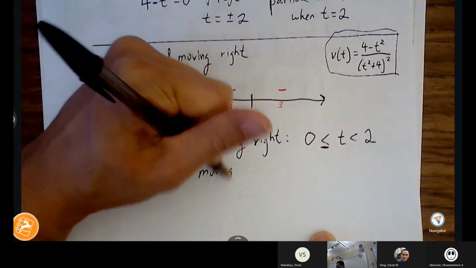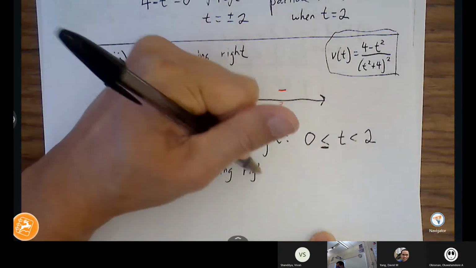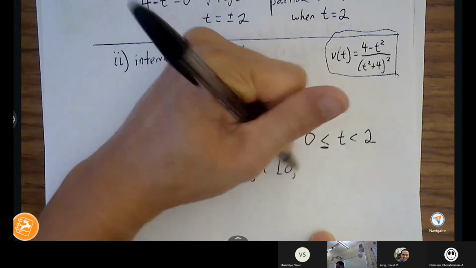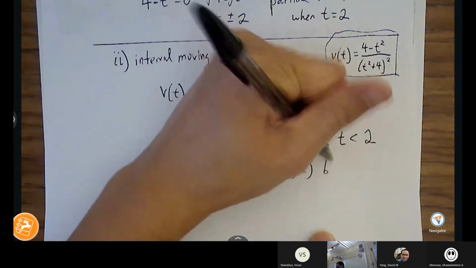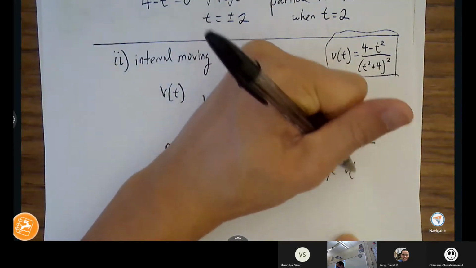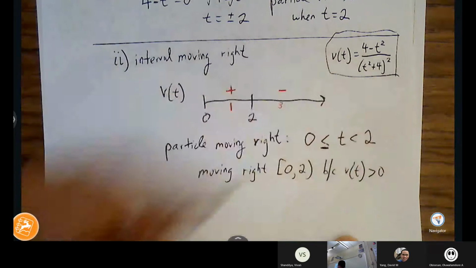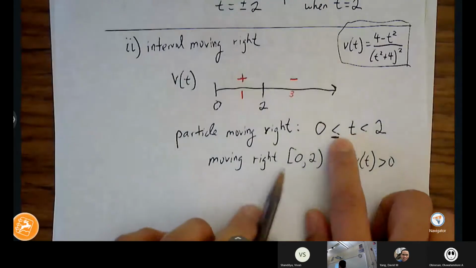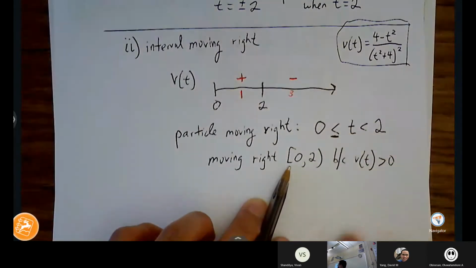So either you write it that way, or you can say moving right with a bracket, because velocity is positive. Yeah, so it's just a subtle thing here with the bracket instead of a parentheses.